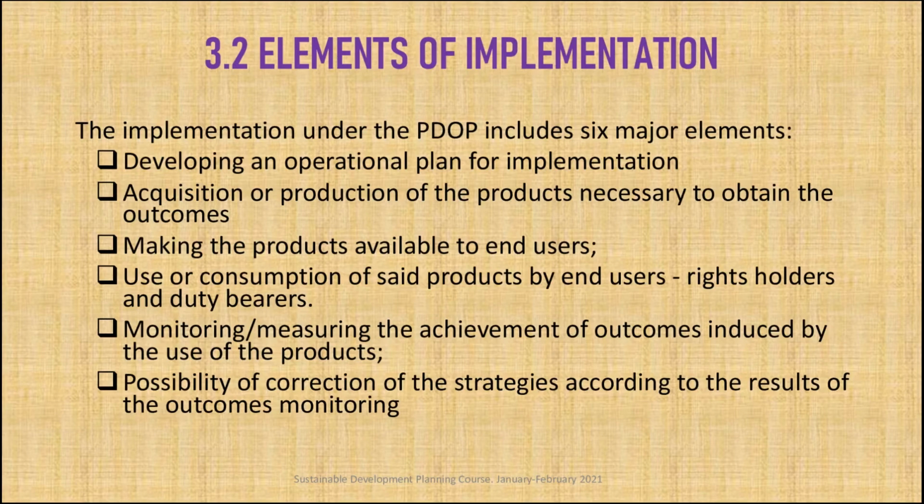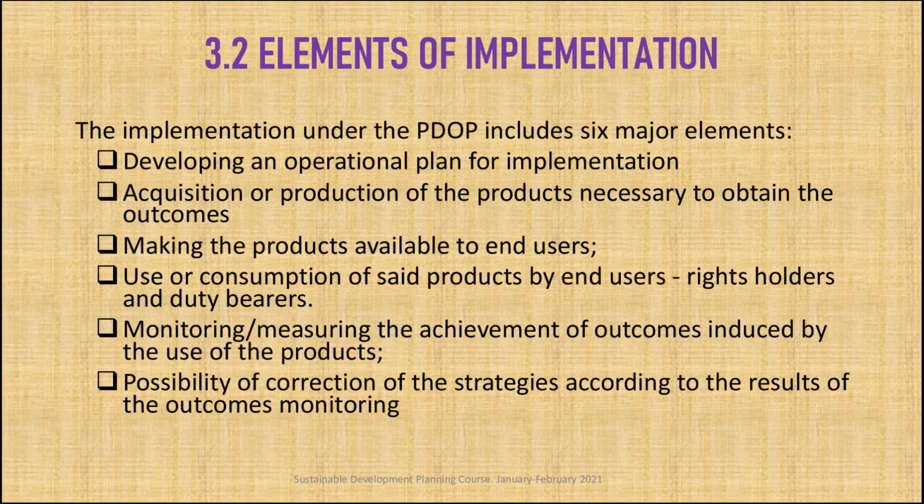So what are the elements of the implementation? The implementation under the PDOP includes 6 major elements. First, there is a need to develop an operational plan. The second element is the acquisition or the production of the products necessary to obtain the outcomes. And third, it's very important to make the product available to end users.